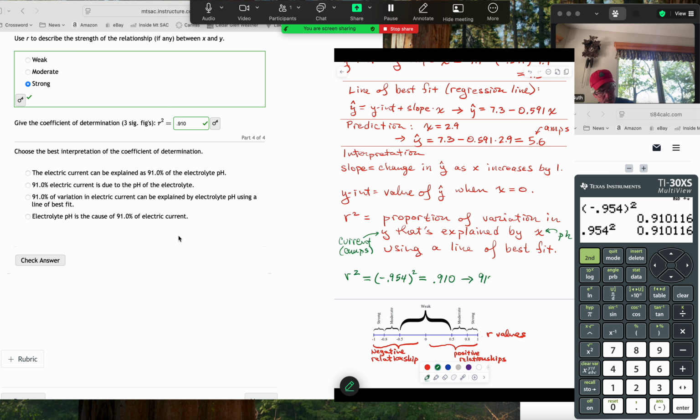91% of the variation in Y, in the electric current, is explained by the pH of the electrolyte. Let me say it again. 91% of the variation in the electric current, which changes depending on the acid, 91% of that change is explained by the pH of the electrolyte.